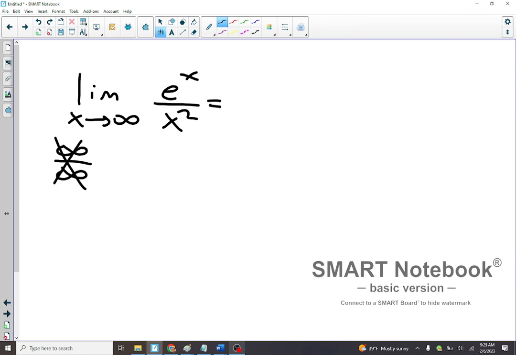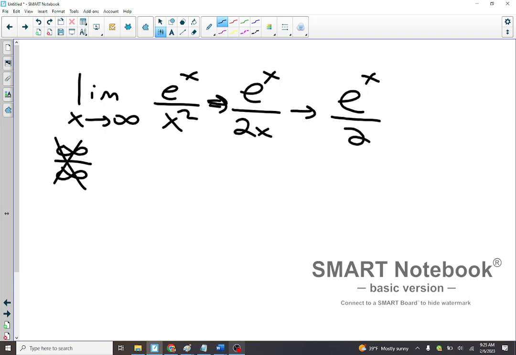Luckily, the derivative of e to the x is e to the x, and then that's 2x. I should write an arrow because it's not equal. You're going to derive again. I'm going to force it to be derived again because the bottom is still infinity over infinity. So e to the x over 2, that's infinity over 2, which is infinity.